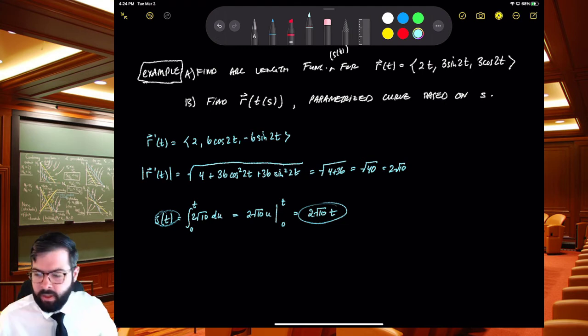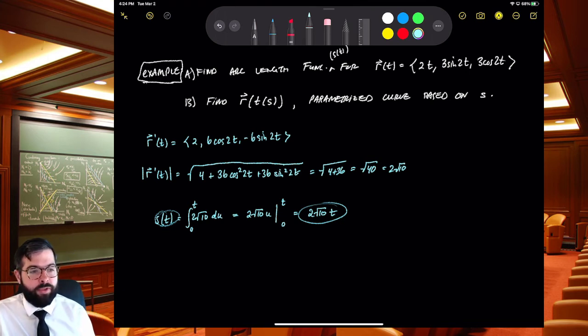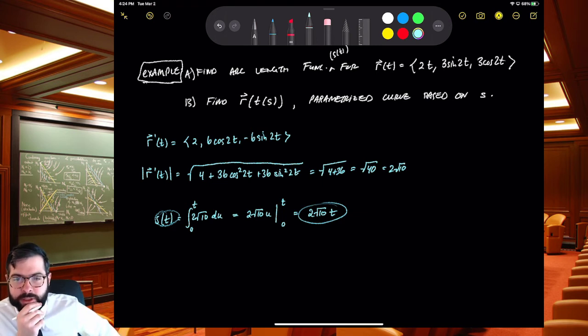So first finding the tangent vector function, grabbing its magnitude, and again it worked out nicely with the Pythagorean identity that reduced to 1, so we should get 2 radical 10 for the tangent function. Then integrating that, it's just a constant, so it becomes a linear function, right? Just 2 radical 10t.